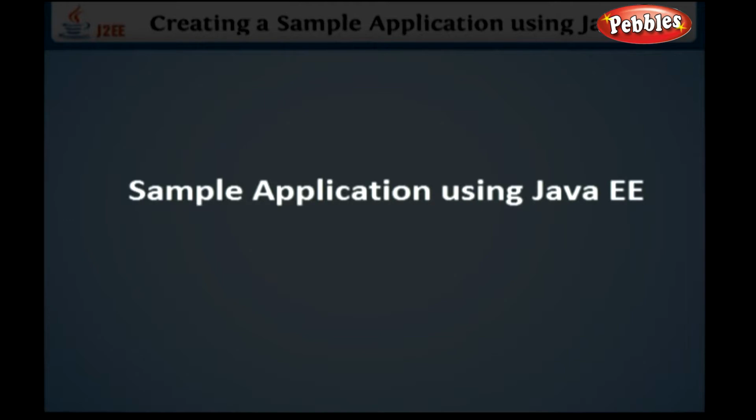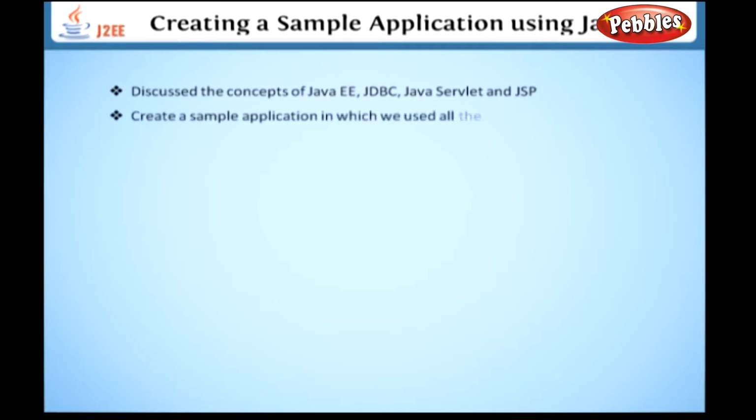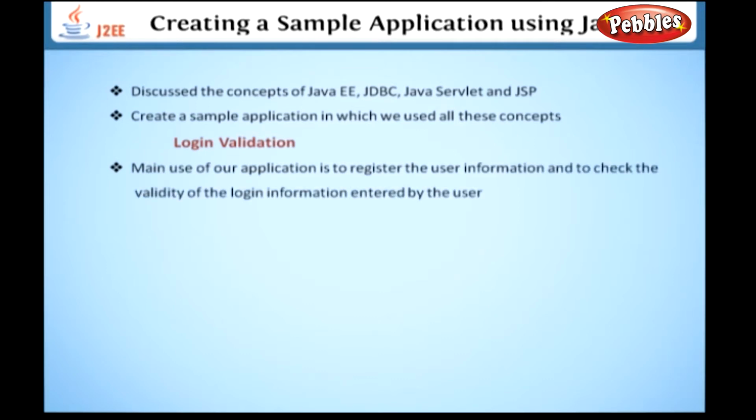Sample application using Java EE. So far we have discussed the concepts of Java EE, JDBC, Java Servlet, and JSP. Here in this lesson we will create a sample application in which we use all these concepts. Let's analyze our application, Login Validation. The main use of our application is to register the user information and to check the validity of the login information entered by the user. Let's have a glance at what our application will do.